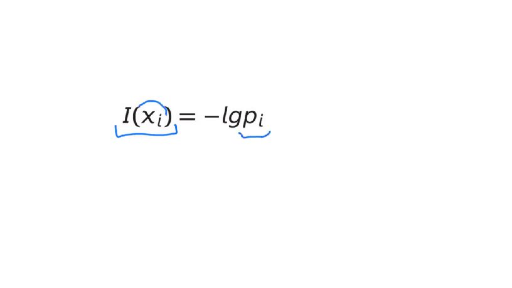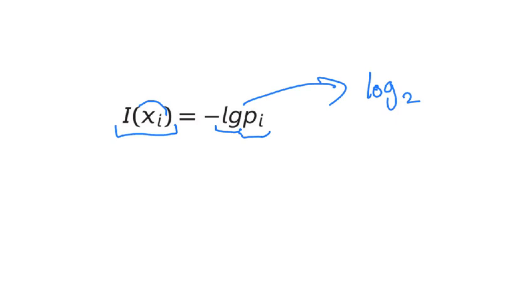Now I'm spelling this log as lg. This is meant to represent log to base 2, so from now on, we just assume log to base 2. It's possible to use other bases, for example, base 10 or base 16, but in the context of a binary system, the outcome will make most sense if you use log to base 2.